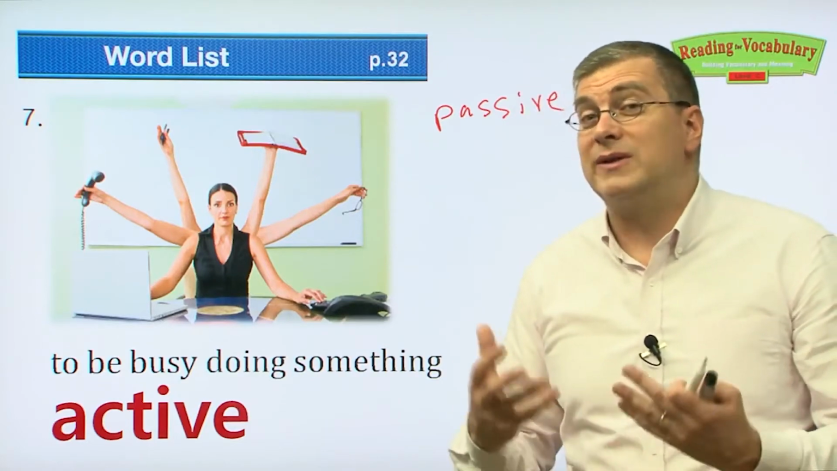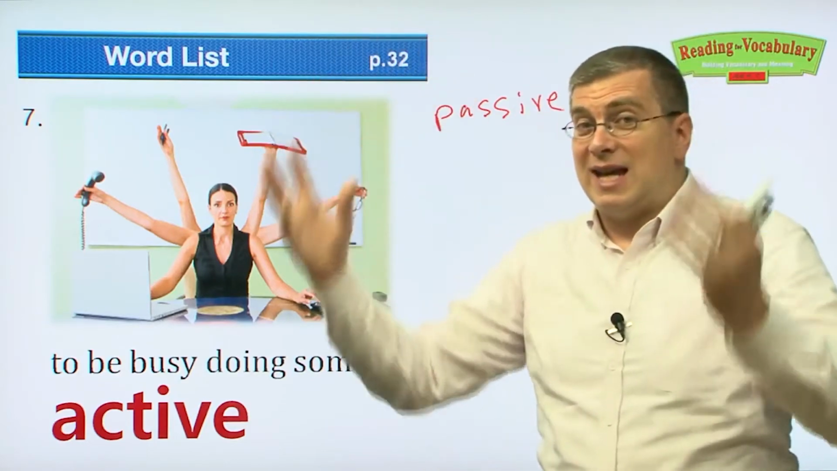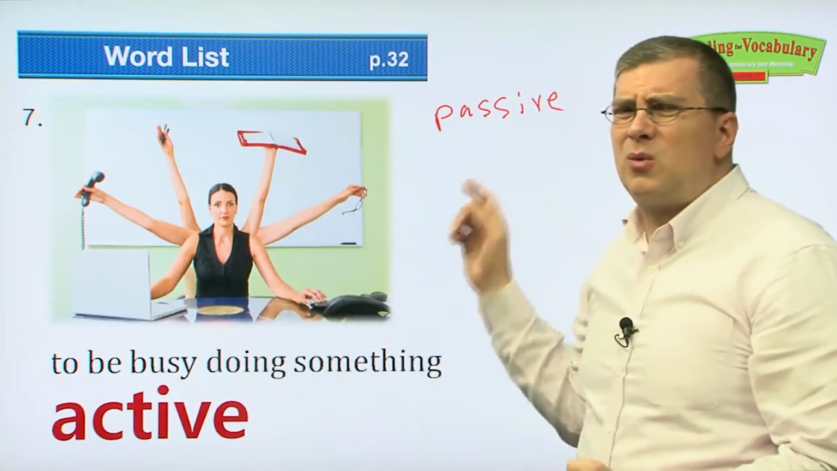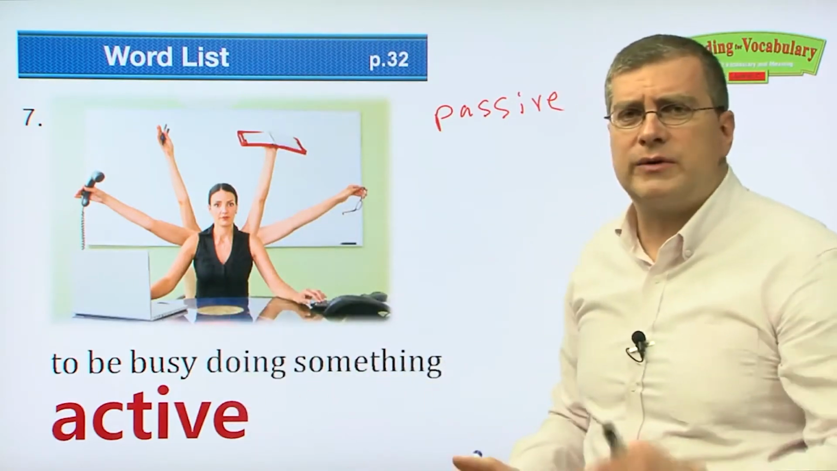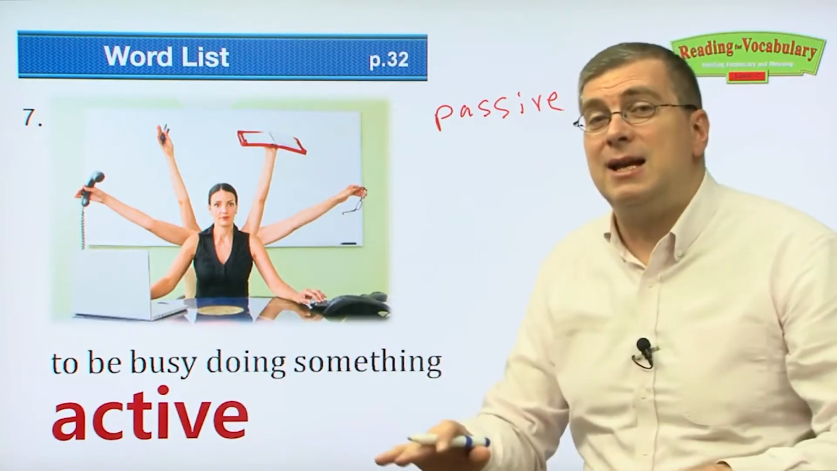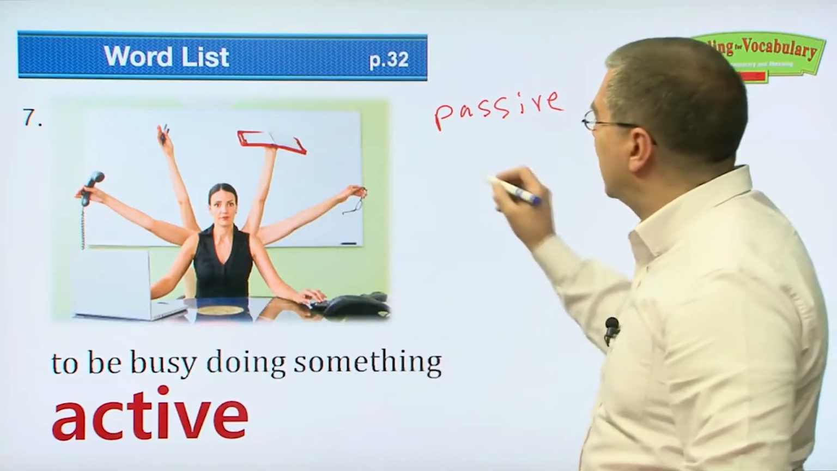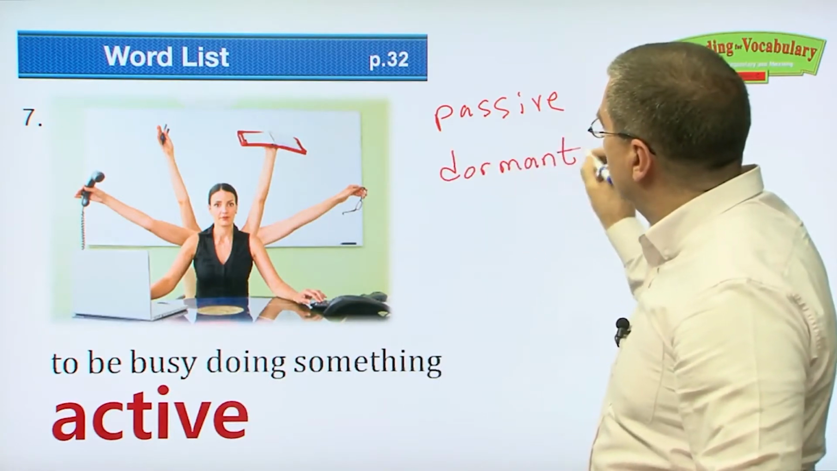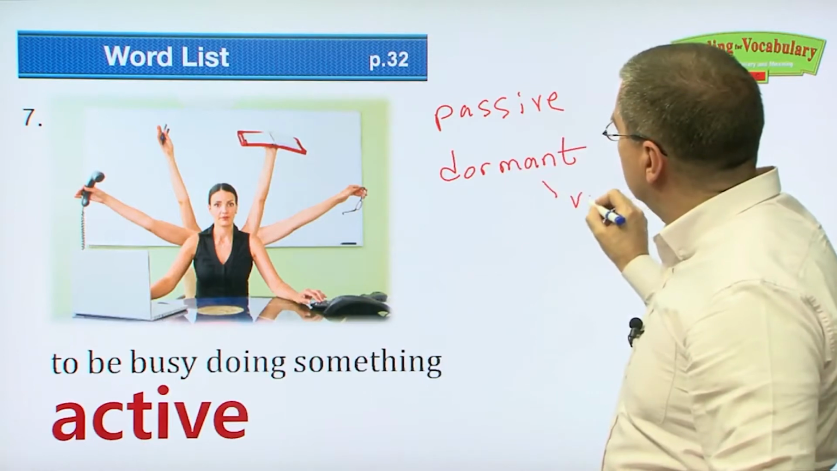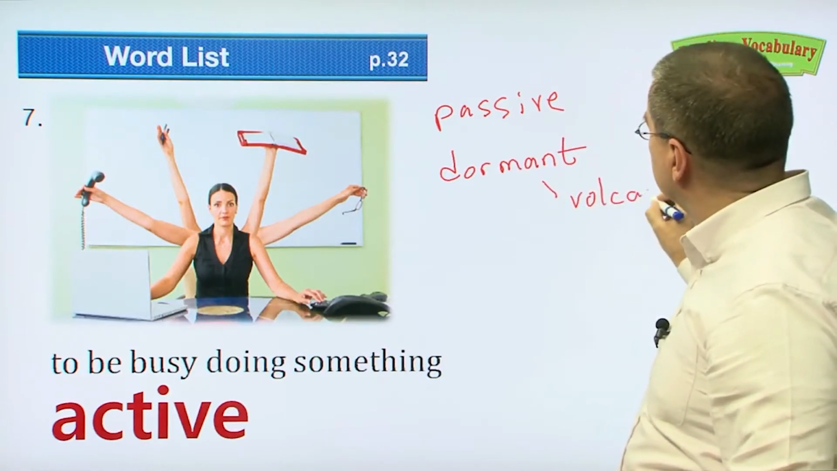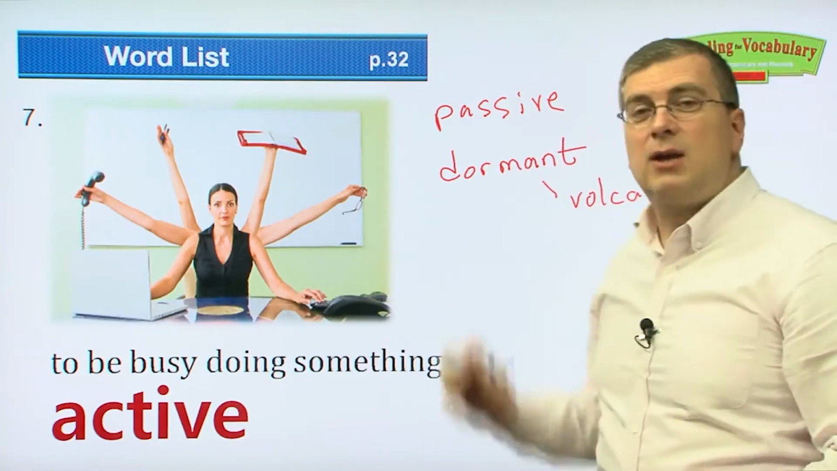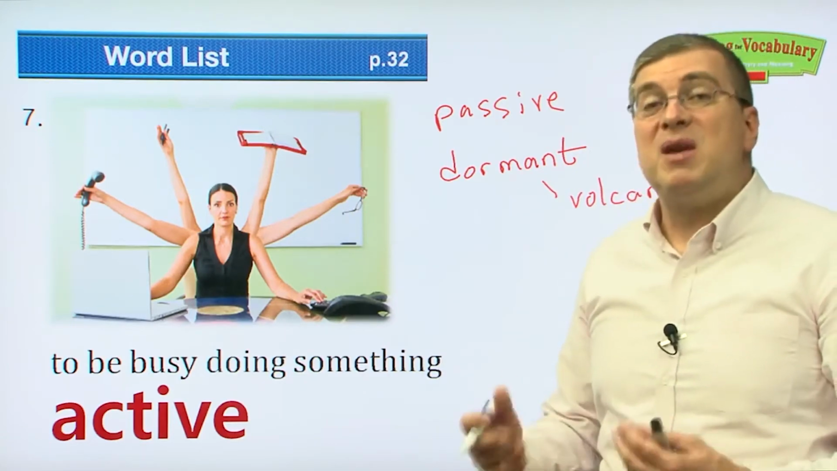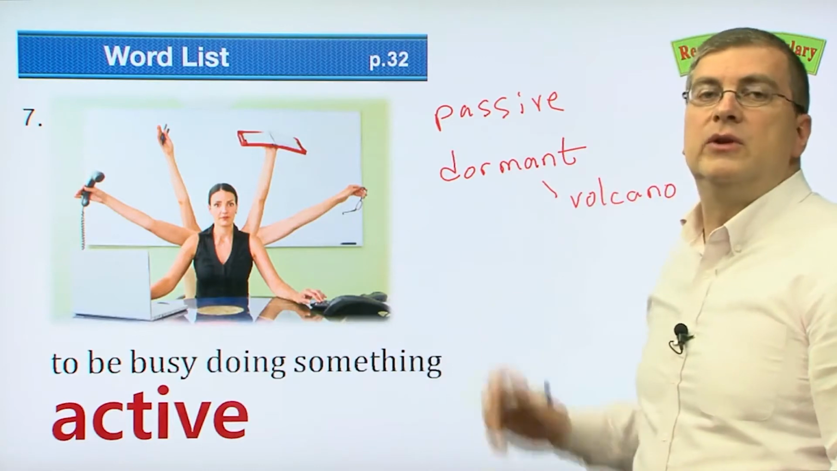We use active and passive for people, but we also use active for volcanoes. If a volcano is active, that means it can erupt soon. But we don't really use passive for volcanoes. If a volcano is dead and it will not erupt, then we say it's dormant. Dormant. So dormant is used for volcanoes. It's a little strange to say a volcano is passive. People are passive, volcanoes are dormant.